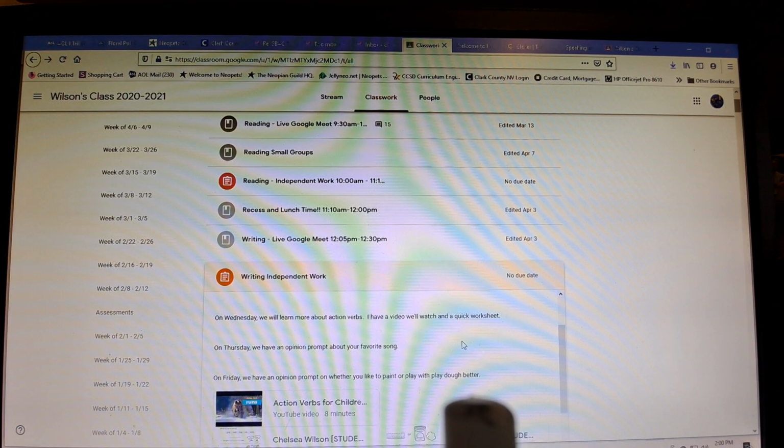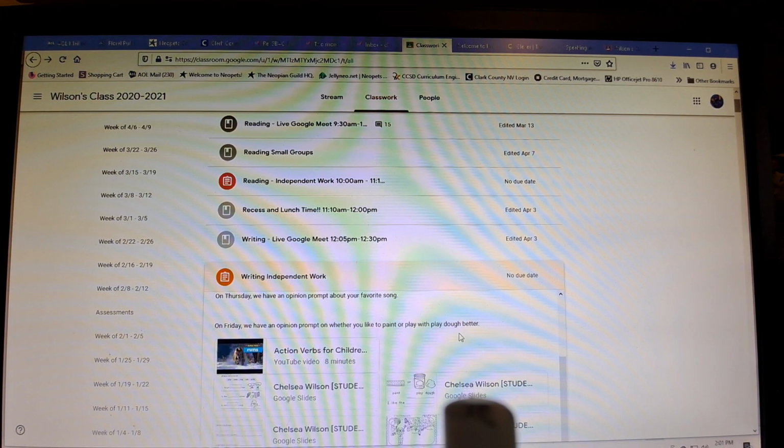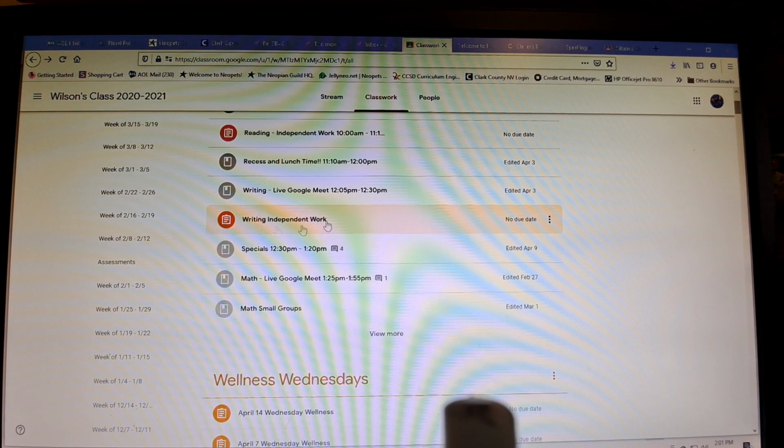Wednesday, we're going to learn some more about what action verbs are, talk more about what a noun is and then what a verb is, especially a verb in relation to a noun. Verbs tell us what the noun is doing. Thursday, I just have a fun opinion prompt about the favorite song. I just thought that would be a fun one to do. And then Friday is another opinion prompt. It's whether you like to paint or play with Play-Doh better. So that is writing this week.